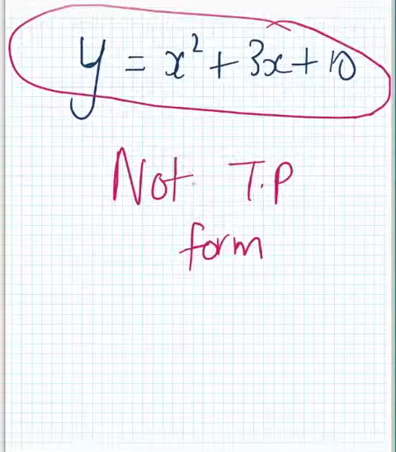That is where a method we have learned is to complete the square. If we complete the square, we can then get it into turning point form. So let's complete the square for this one.